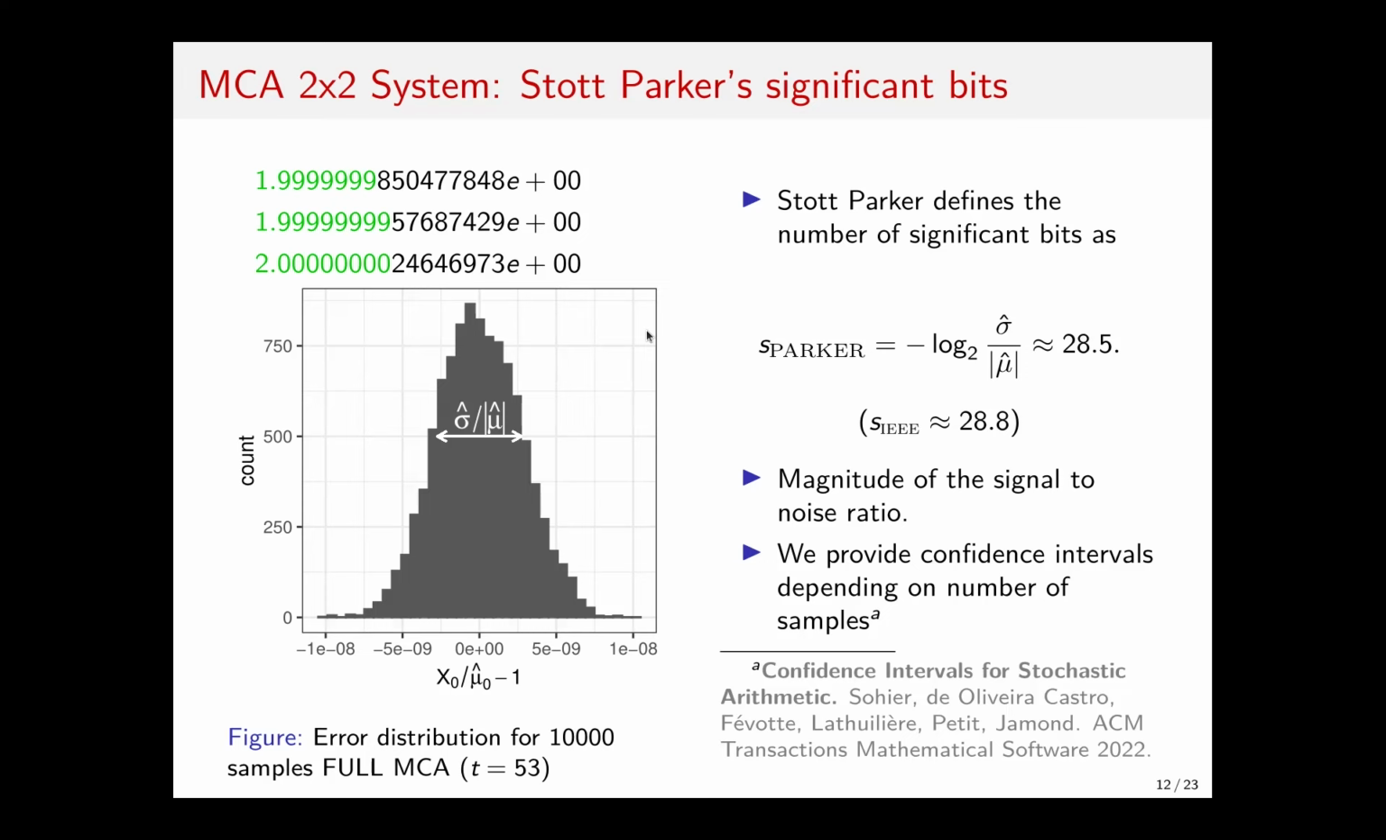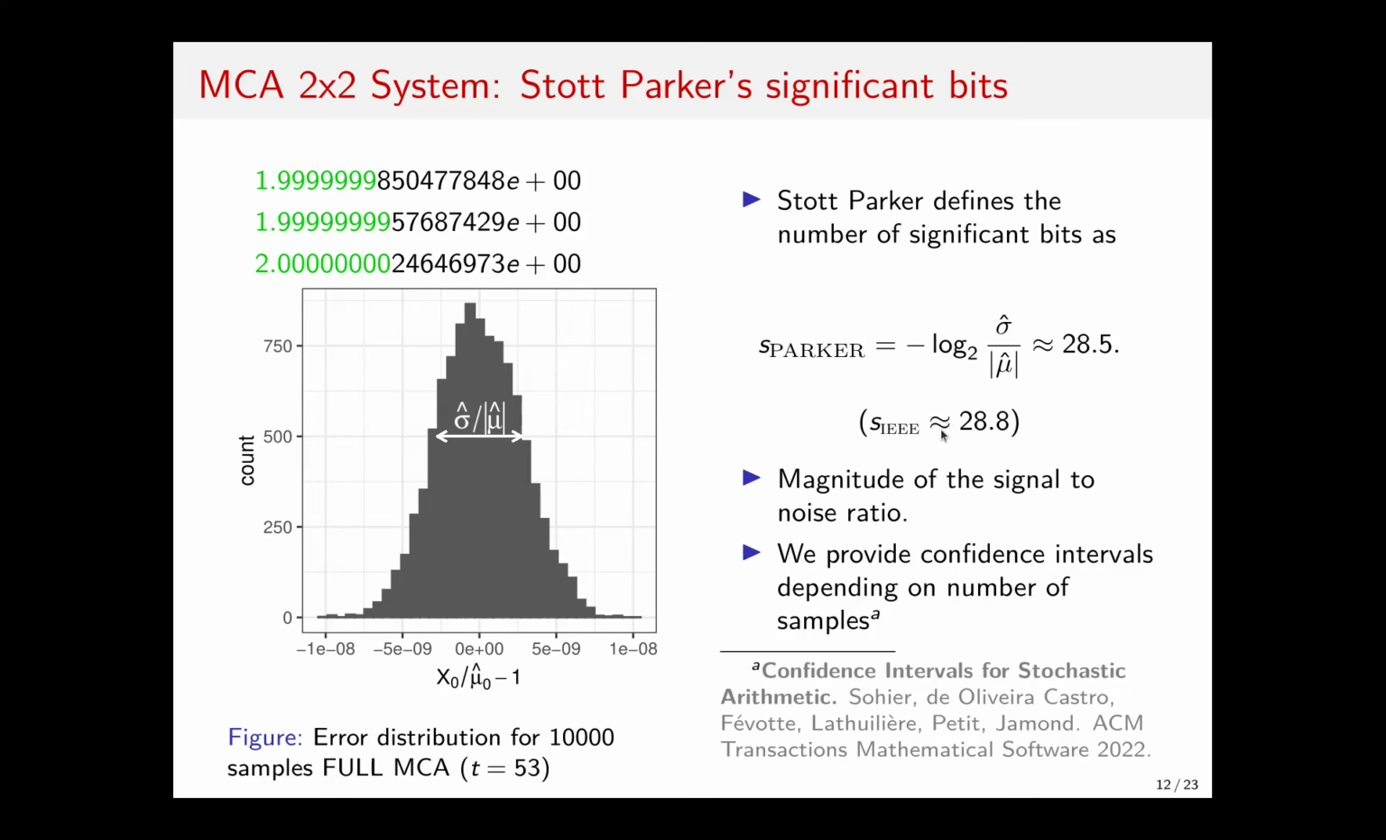So at each operation, we are introducing a small noise that is unbiased. We repeat the operation many times. We get many different results. Sometimes we have 7 significant digits. Sometimes we have 8, etc. And then we can represent the distribution of these results. And what is actually very nice is that when we compute this value here, which is the magnitude of the signal to noise ratio, we get 28.5. So something very close to the number of significant bits.